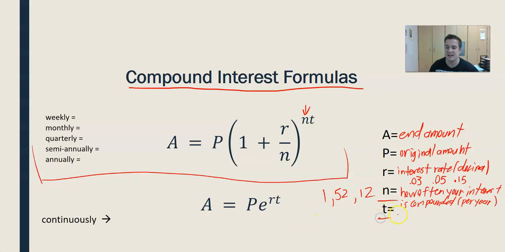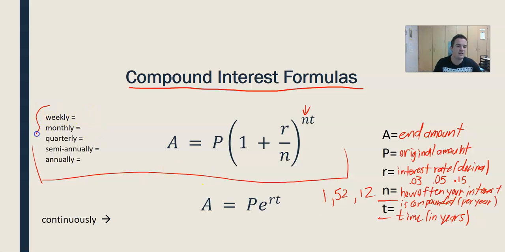And then T is the time, usually in years. So how long are you going to leave that money to sit and grow? Maybe you're going to leave it for 5 years, maybe you're going to leave it for 40 years, but T represents the time in years.